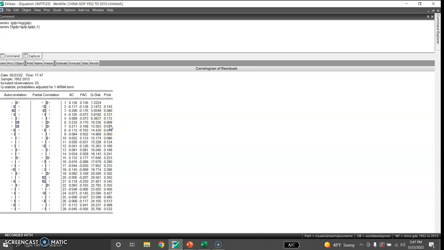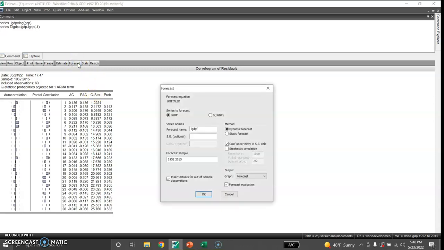So a white noise test is performed on the residual after fitting the ARIMA 110 model. The autocorrelation and partial autocorrelation function graphs of the residual series are shown in this table, and it can be seen that the residual is white noise, indicating that the model is valid. This model is valid. And after that we can also forecast the values of the series. So let me go to forecast.